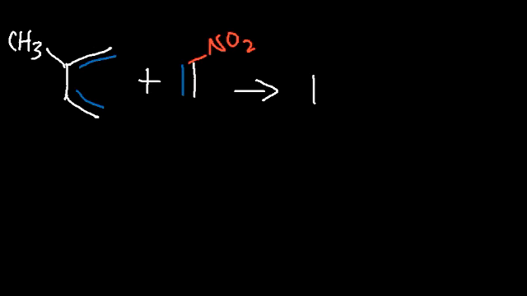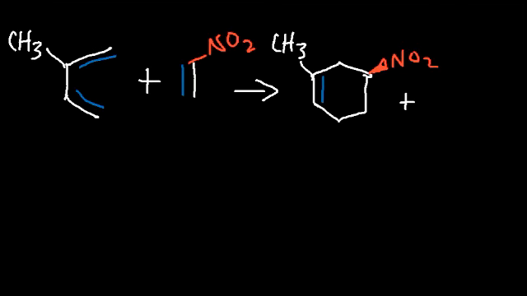So we're going to get a 6-membered ring, just like before. And the double bond is going to be between 2 and 3. So here's the methyl group, and here's the NO2 group. Now the NO2 could be in the front, or it can be in the back. It depends on how the dienophile approaches the diene. So we can get a mixture of products. We can get this one too.